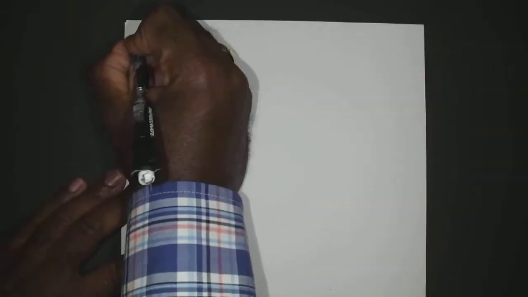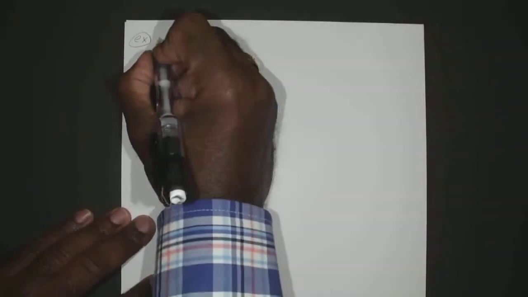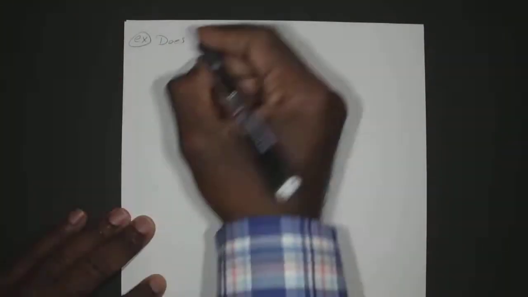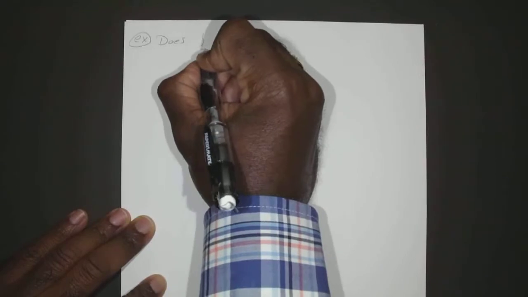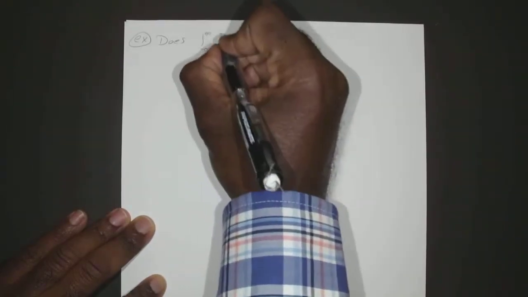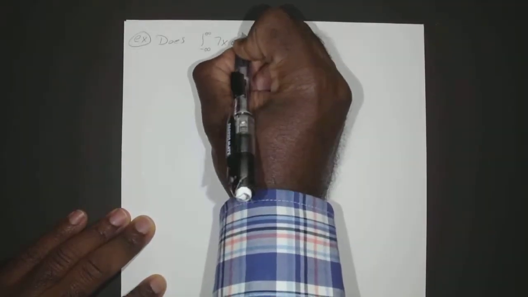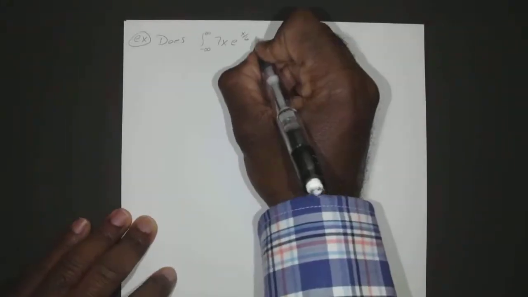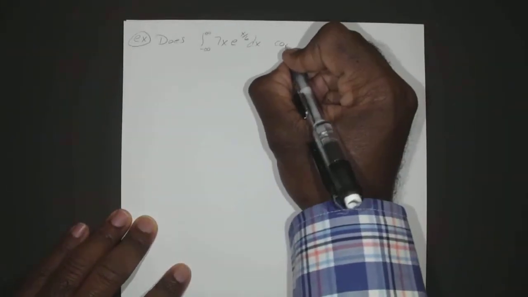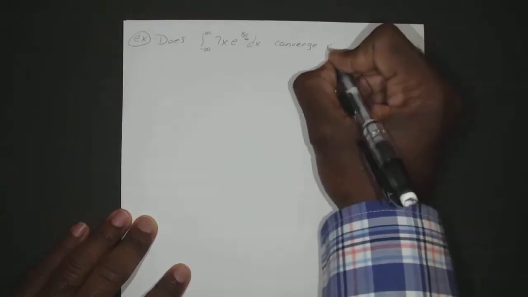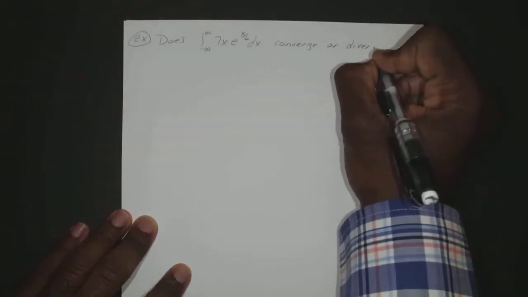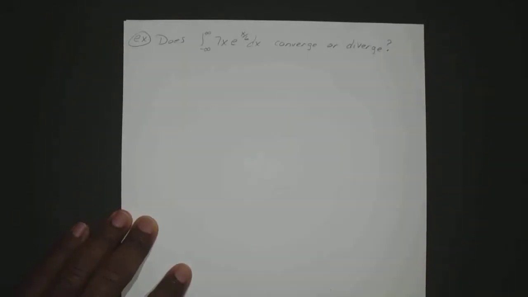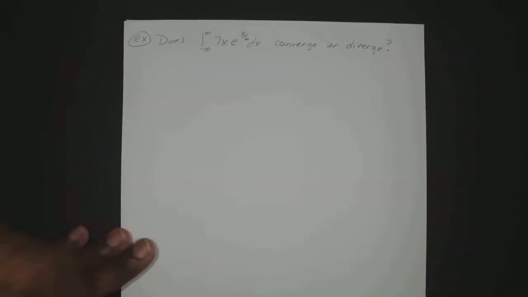Yeah, this is a fun one. Okay, so let's say, for example, we wanted to know, does the integral from negative infinity to infinity of 7x e to the x over 6 with respect to x converge or diverge? And if it converges, what does it converge to?